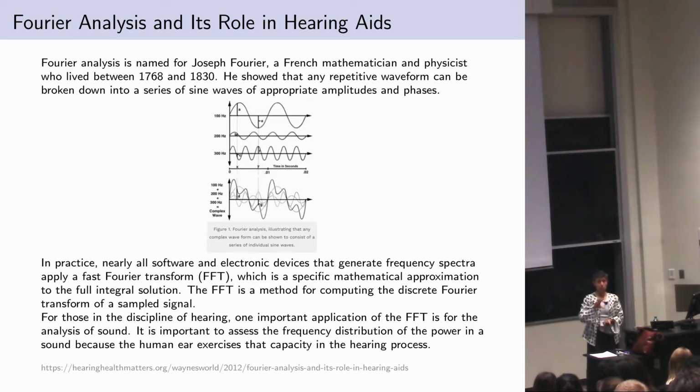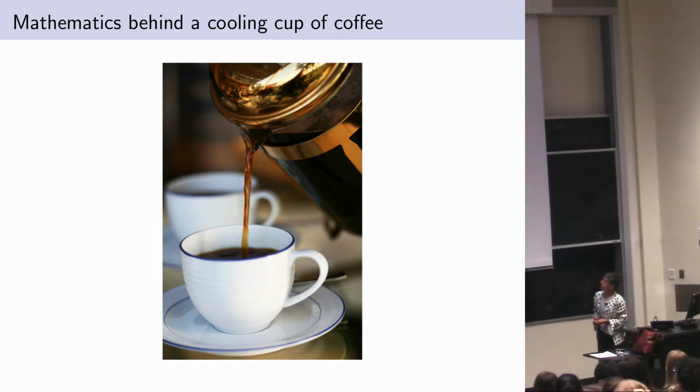It is an area of mathematics that allows you to decompose complicated things into simpler things. We will see how it happens. Okay. And now let's go to the mathematics of your coffee.